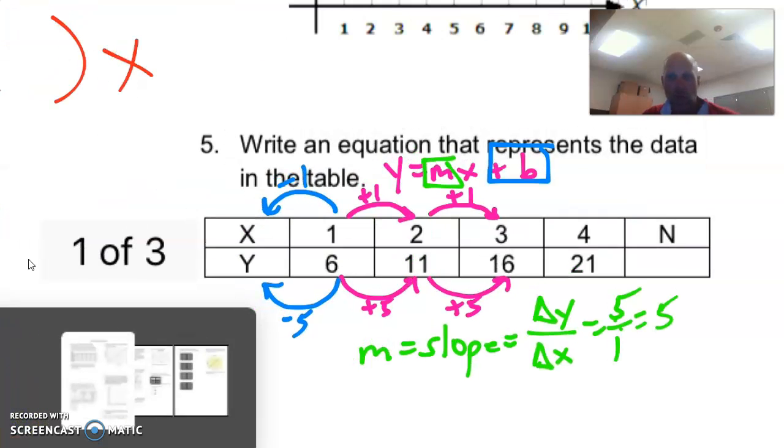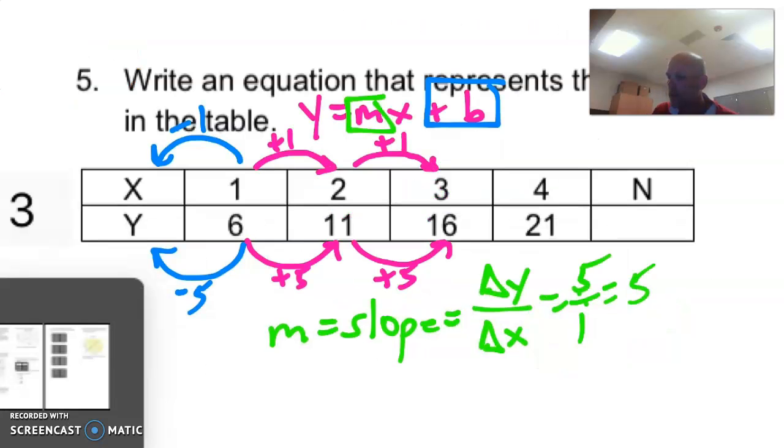So you've got the slope, okay? It's just how y is changing on top of how x is changing. Okay, so let's go ahead and write down at least what we have for now. So right now we have y equals 5x. Okay, that's all we have. We have the slope. Y equals 5x. All right, so now let's look at the y-intercept, or the b.